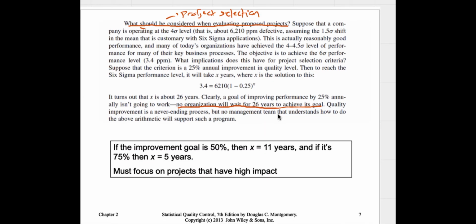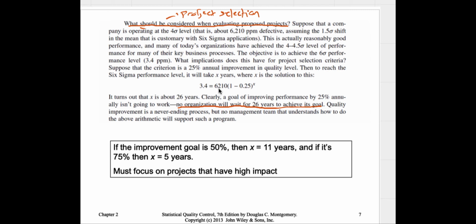Okay, here's an example of project selection. Let's say a company is at the 4 to 4.5 sigma level already, and they are trying to achieve Six Sigma performance. So how can they do that? They assume that they can improve themselves by 25% each year. Let's see how many years it will take to achieve a Six Sigma level for a company already at the 4 Sigma level, if they want to improve themselves 25% each year. And it's calculated here.